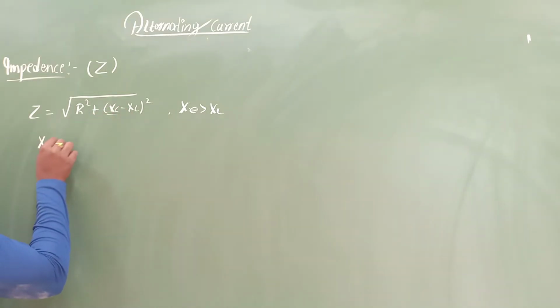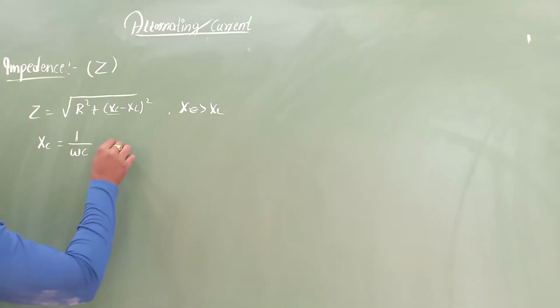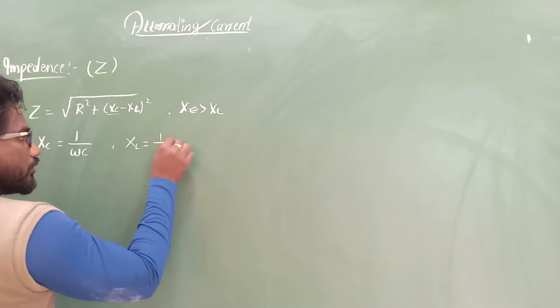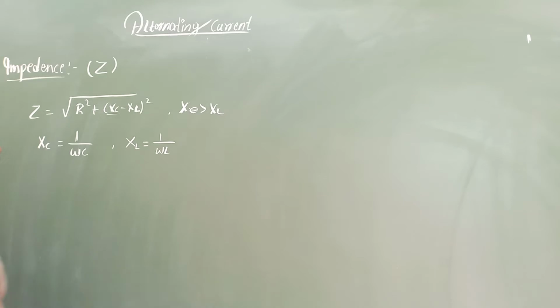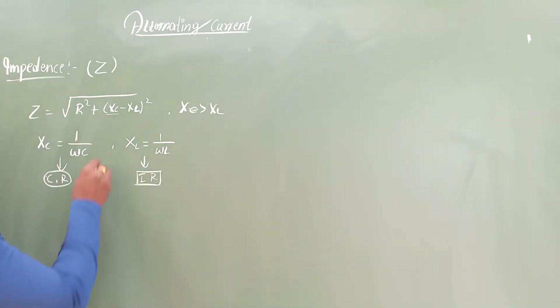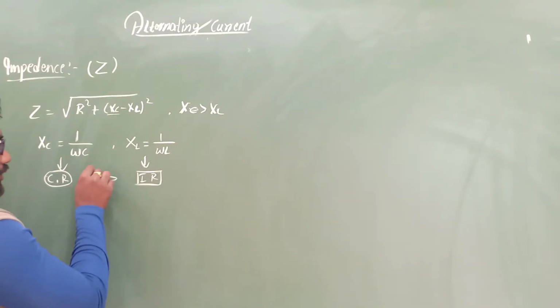And what do you mean by XC now? XC is nothing but 1 over omega C. Similarly, XL is equal to omega L. So XC is equal to 1 over omega C, and XL is equal to omega L. Correct. Now, XC is the capacitive reactance and XL is the inductive reactance. What is the SI unit of these two? That is nothing but ohm.